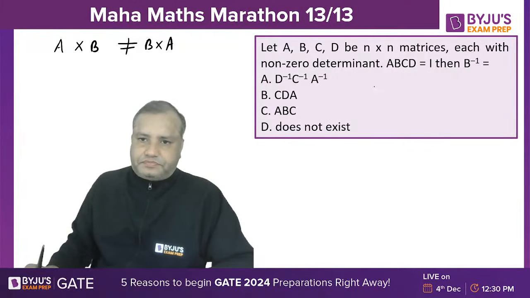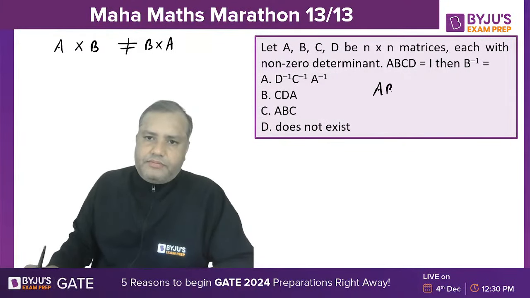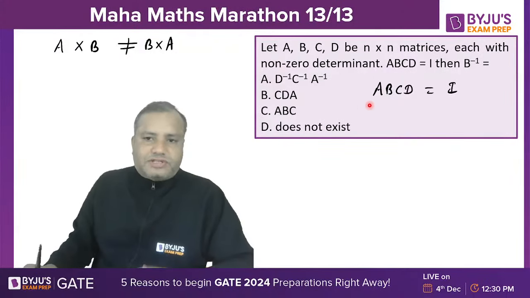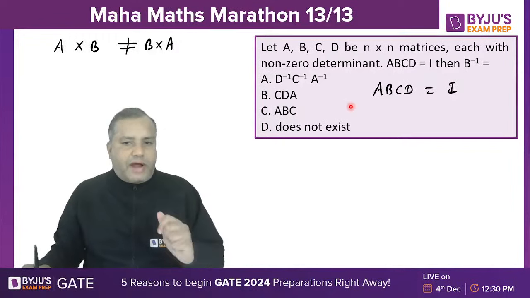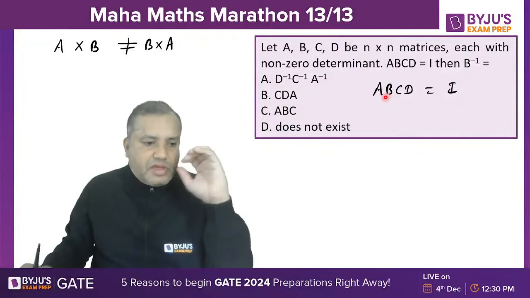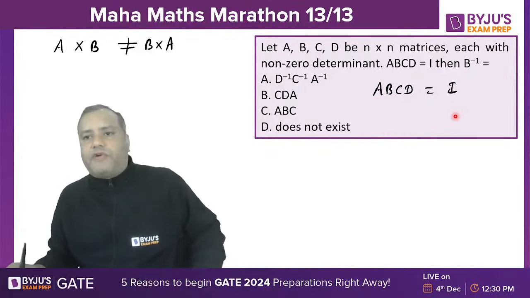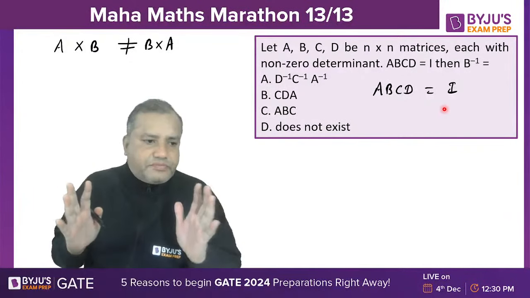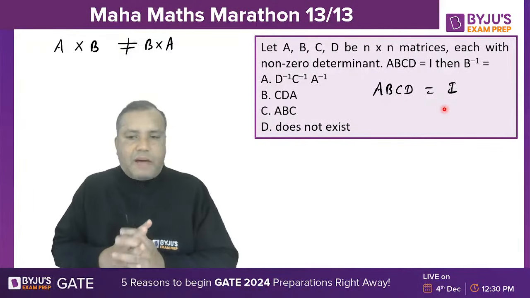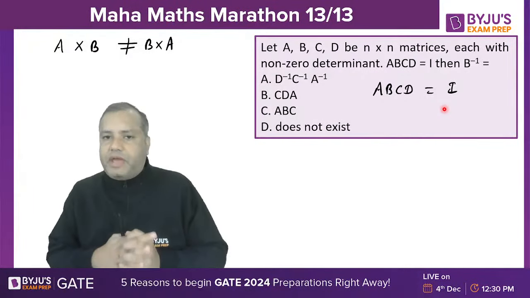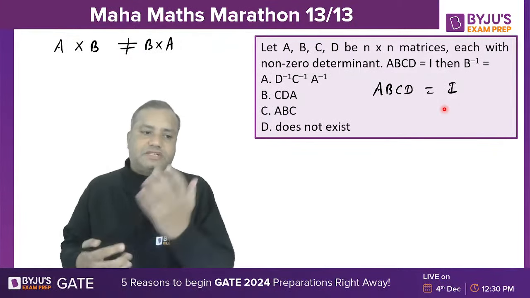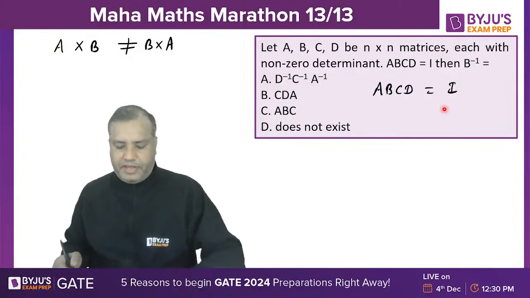They have given you ABCD equal to I, and they are asking for B inverse. So first of all, from this equation, we will find out the value of B, and then we will take its inverse to find B inverse. Are you getting? सबसे पहले हम यहाँ से B निकालेंगे तो B फाइंड करने के बाद B इनवर्स इवेल्युएट करेंगे. First of all, we will go for B.